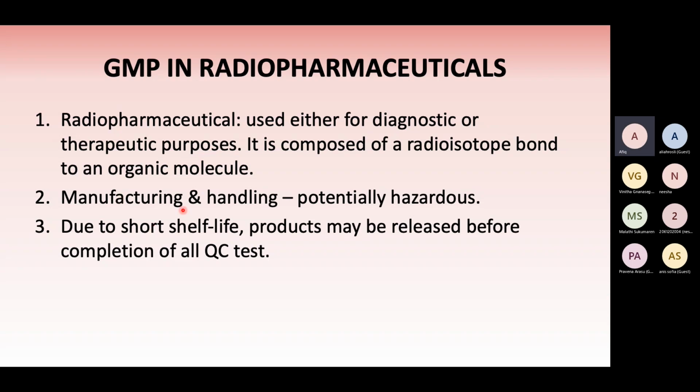And then manufacturing and also handling, because they are potentially hazardous. Because they contain this radioisotope, they might be radioactive. And due to the short shelf life, products may be released before completion of all QC tests. So even before the tests have been finished, the products may be on the way to the customer or distributor. In Malaysia, I know one place that produces this radiopharmaceutical, which is Agensi Nuklear Negara, because they have the nuclear reactor over there.